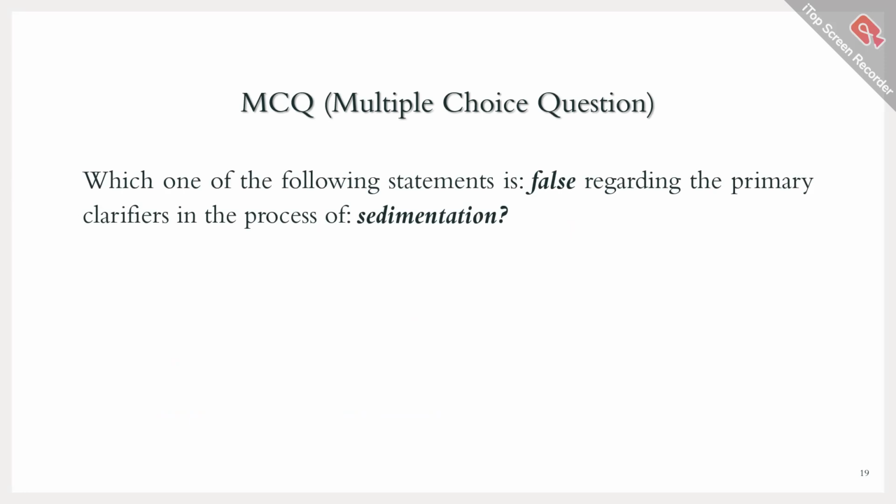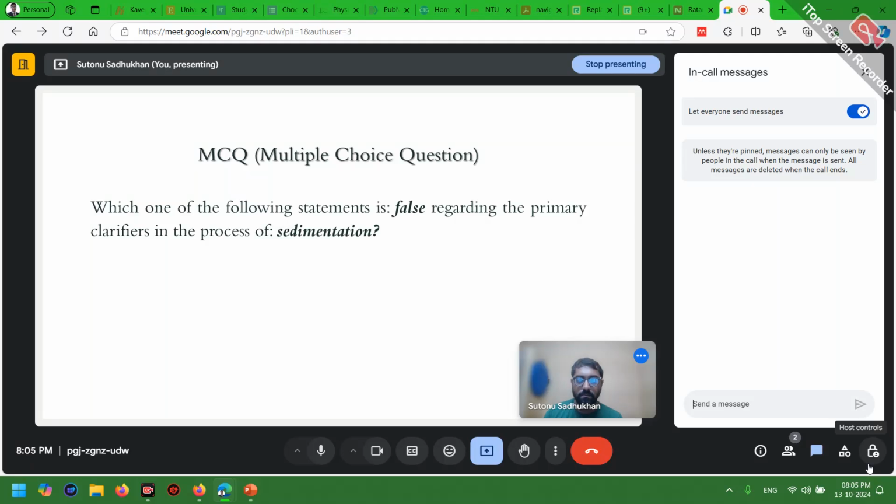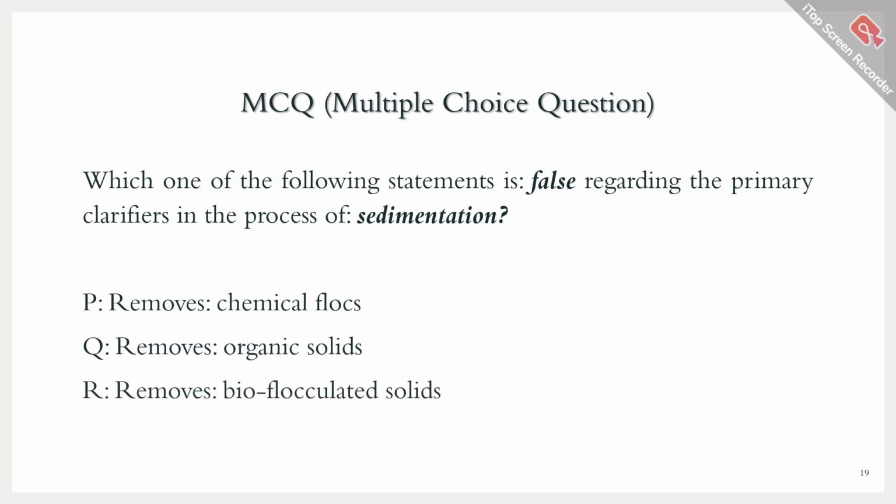Okay. So let's move on to our next MCQ. Which one of the following statements is false regarding the primary clarifiers in the process of sedimentation? Options are: removes chemical flux, removes organic solids, removes bioflocculated solids, and removes inorganic suspended solids.